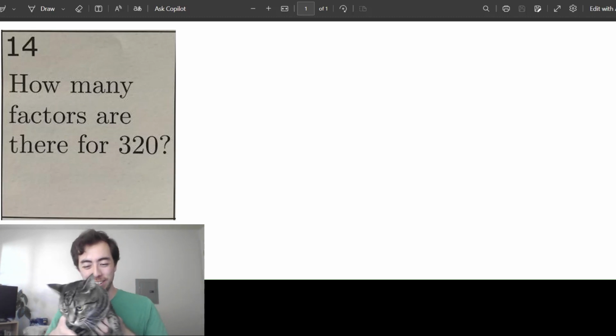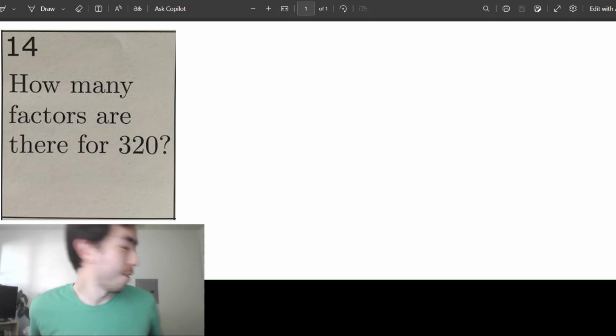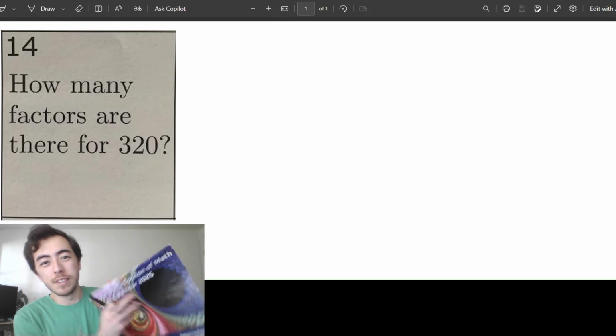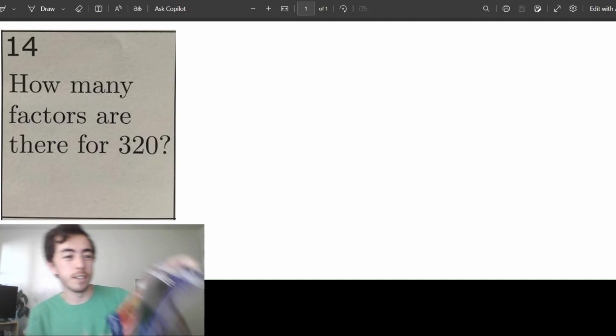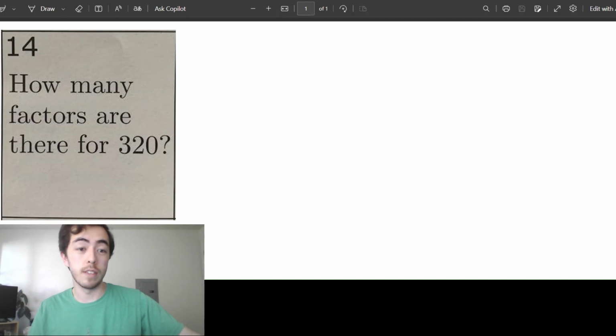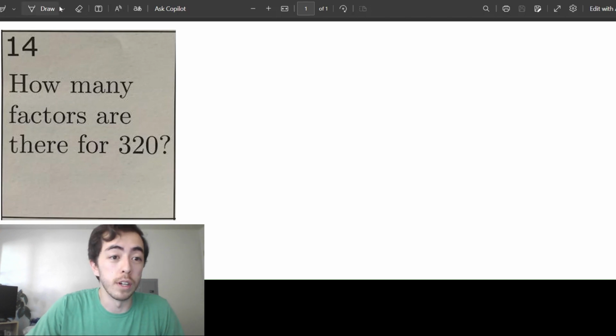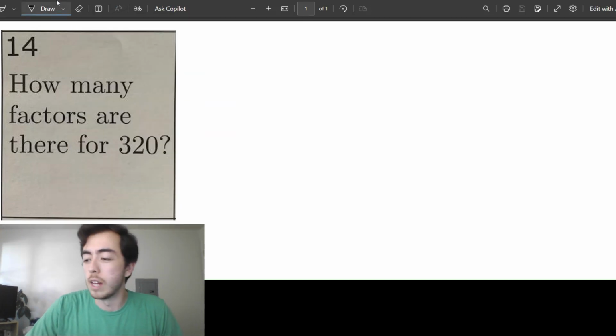Today is July 14th, and we're solving problem number 195 from this Daily Epsilon calendar. We need to figure out how many factors there are for the number 320. And we've done problems like this before. Most recently, I think it was June 11th, we were asked for proper divisors.